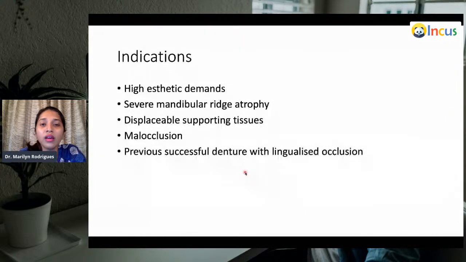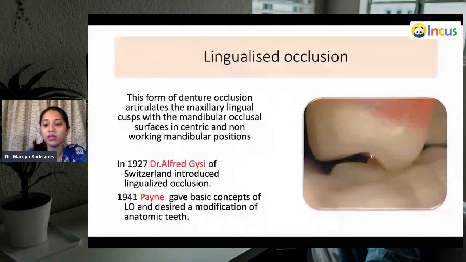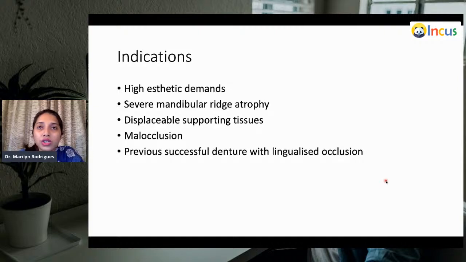Okay, now why? Because we are using both anatomic and non-anatomic teeth in this occlusion. So they use the anatomic teeth for the maxillary arch and non-anatomic teeth in the mandibular arch. So the maxillary palatal cusp of an anatomic tooth occludes with the mandibular fossa of your non-anatomic tooth. So it gives a combination of the best of both worlds, that is the monoplane and the anatomic tooth, basically. It is indicated in severe mandibular ridge atrophy, in displaceable supporting tissues, when there is malocclusion, or a previous successful denture with lingualized occlusion.